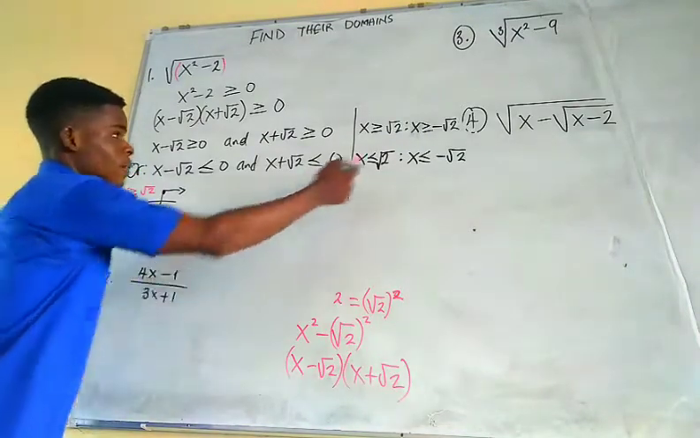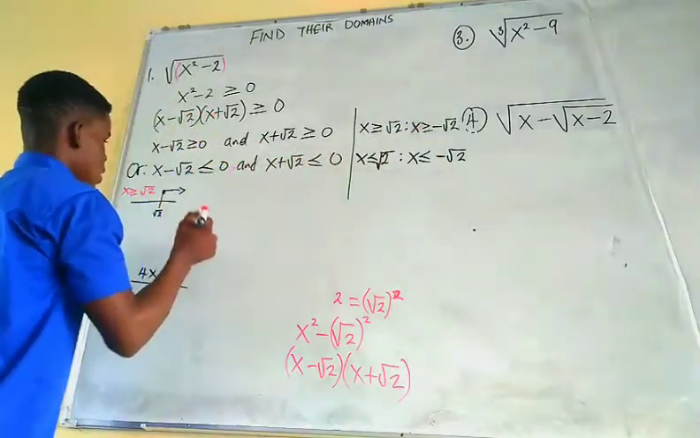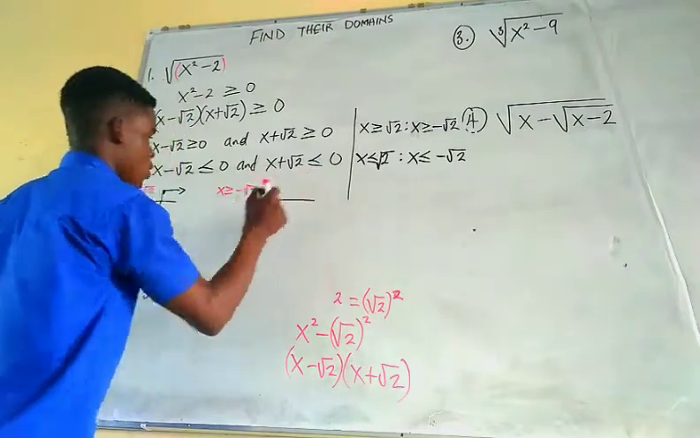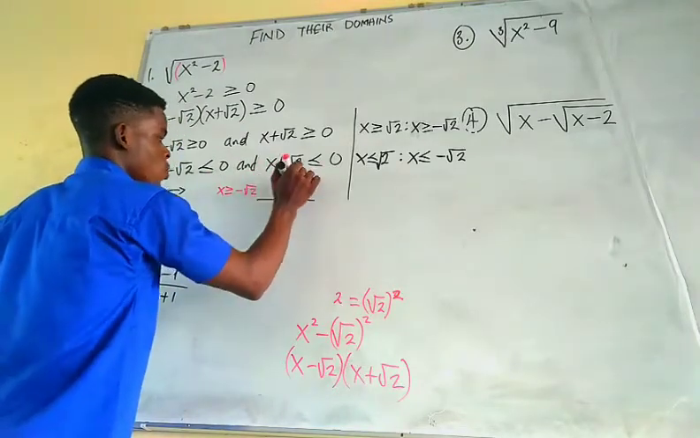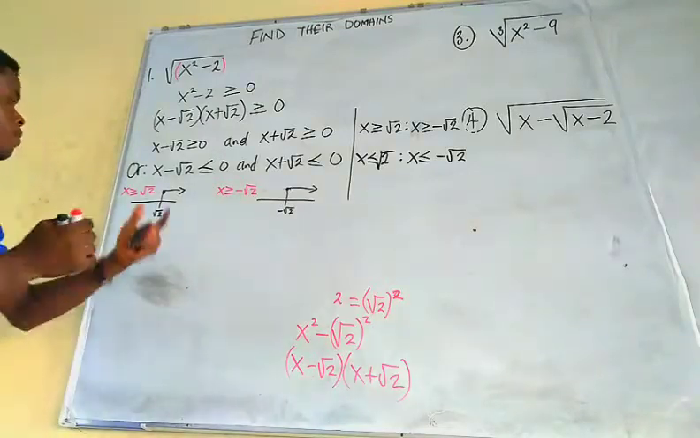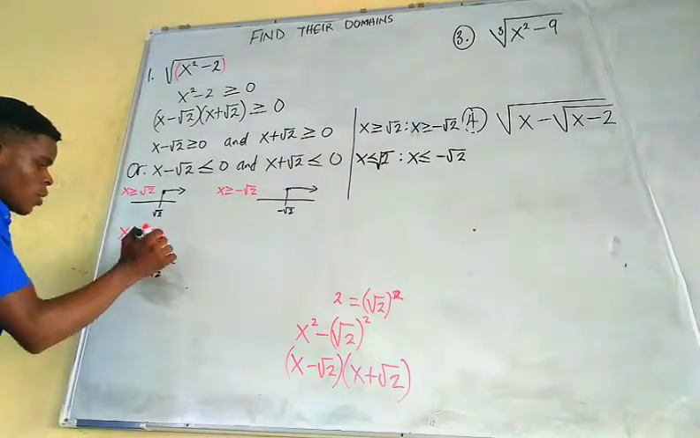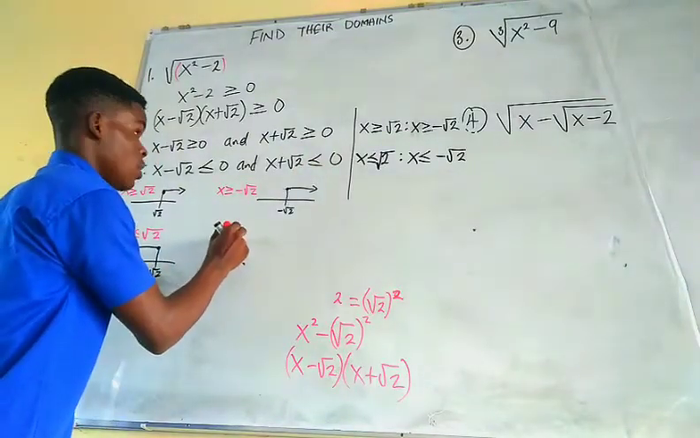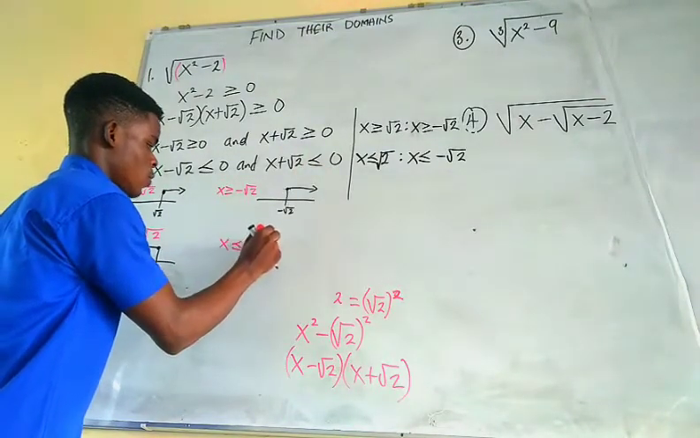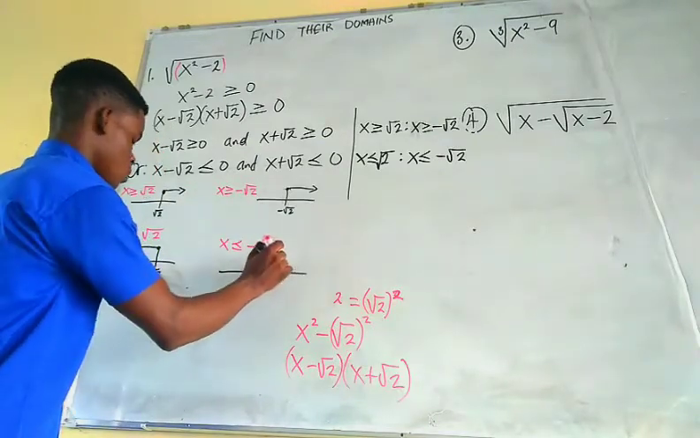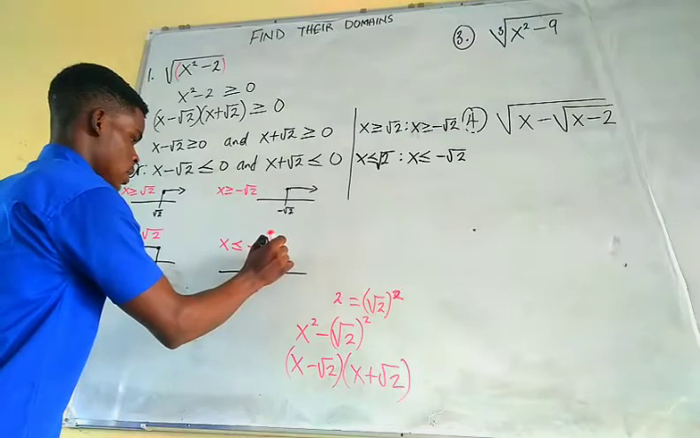And again, we have another one there. x should be greater than or equal to negative square root of 2. So we have something to the right side of negative square root of 2, and it should be somewhere here. And again, for the last part, we have x should be less than or equal to negative square root of 2. So we can just have this negative square root of 2 be less than or equal to that.